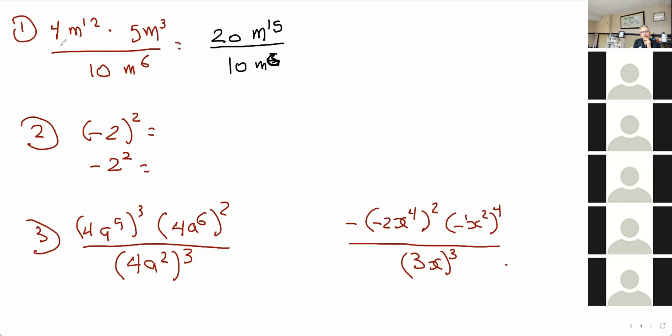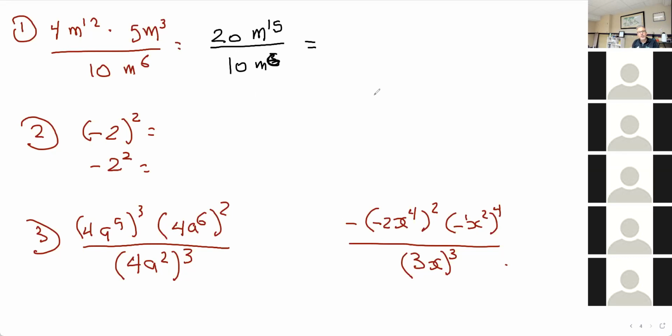So you have to separate things here. It's 4 times 5 first, which is 20, and m to the 12 times m cubed, which is m to the 15. And we still have 10 m to the 6 on the bottom. Now again, when you're reducing, in this situation, you have to reduce. So these are numbers. When you reduce them, let me give you a little thing that a lot of students don't know.